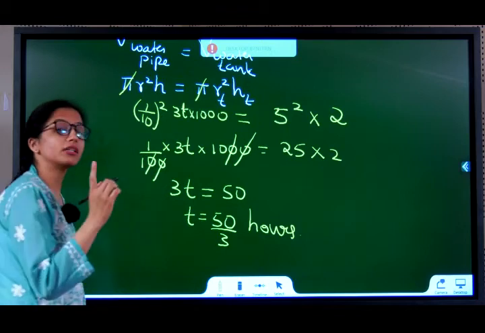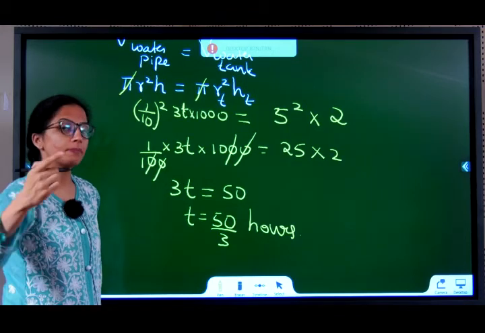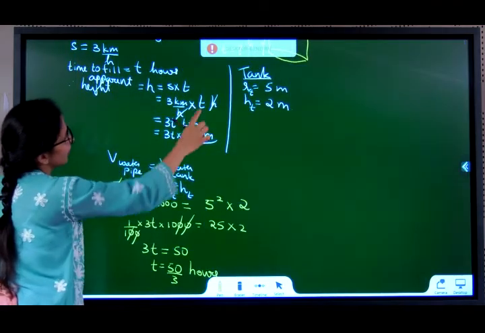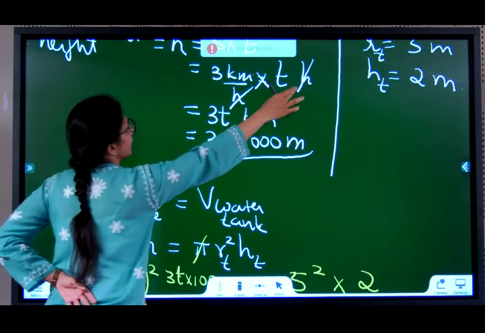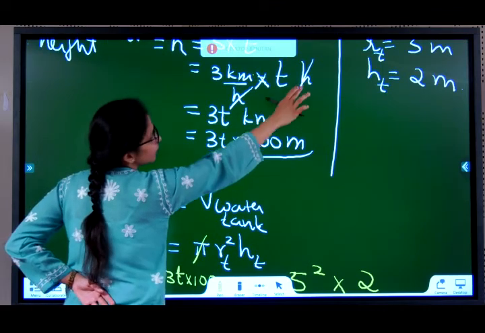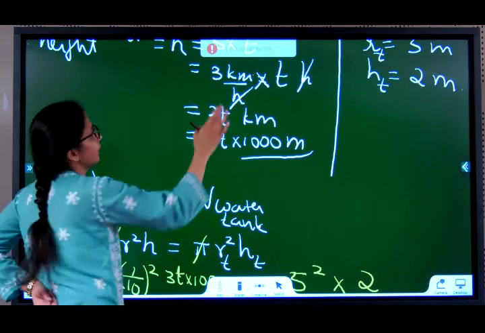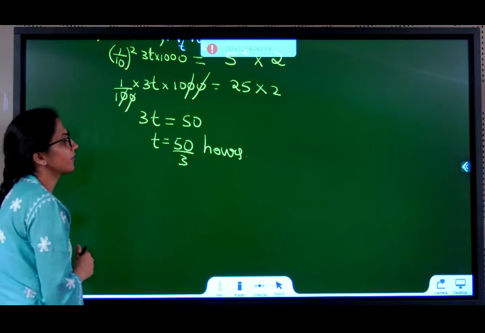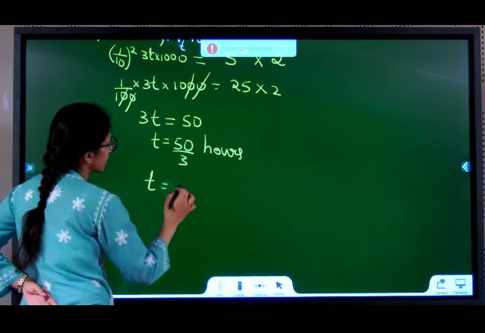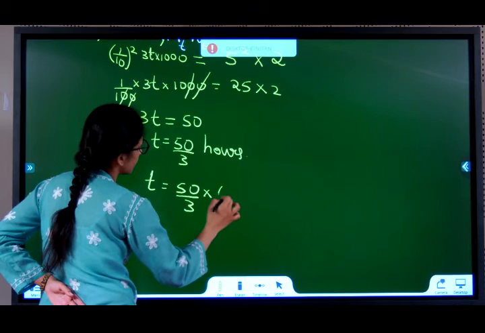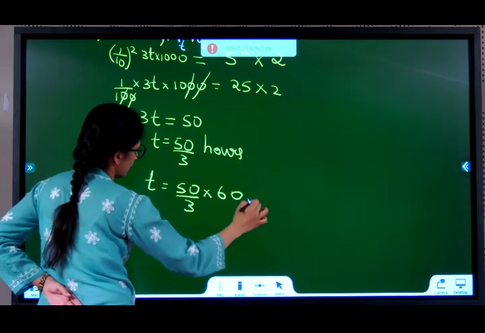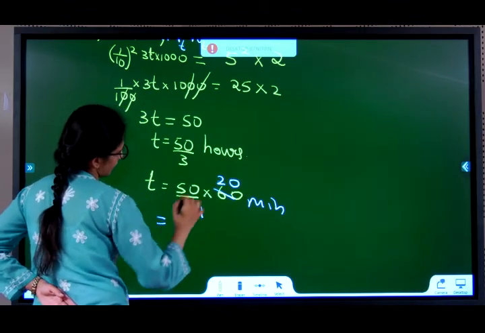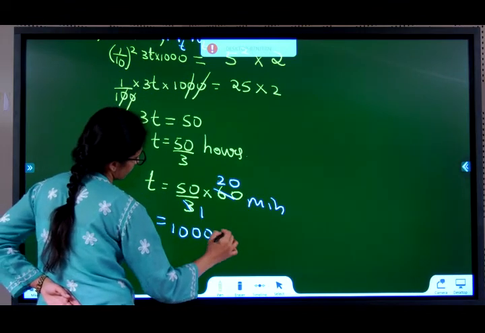Why hours? Because we told that let time be t hours. It depends on which unit you choose. If you choose a different unit here, instead of t hours, if you choose seconds, then you'll have kilometer by hour into second. Again, quantity will change. So try to choose same time unit. Okay. So now we have 50 by 3 hours. If you want to convert this to minutes, 50 by 3 into 60 minutes. 1s are 20s are 5 2s are 10, 10 followed by 2 zeros.